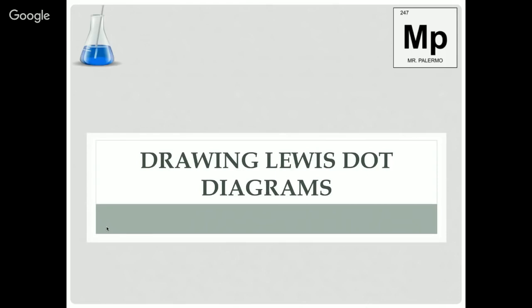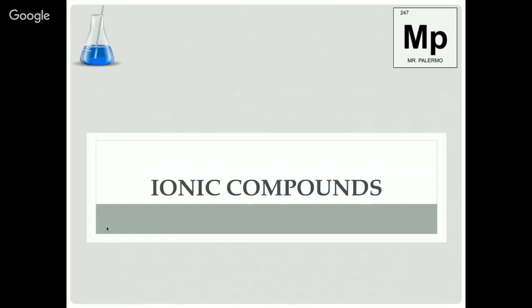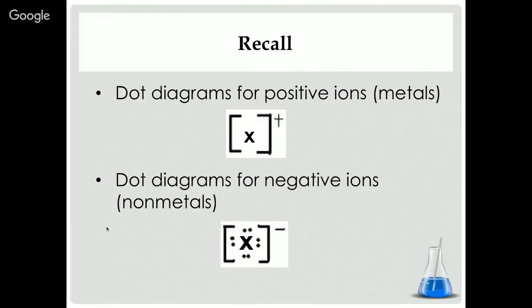Okay, our next part, we're going to go through drawing Lewis dot diagrams for both ionic and covalent. So let's first focus on the ionic compounds. If you recall, drawing the dot diagram for positive ions, which are metals, we have the symbol of the metal inside brackets with the charge of that metal on the outside in the upper right-hand corner. There were no dots, representing that there was a loss of electrons.